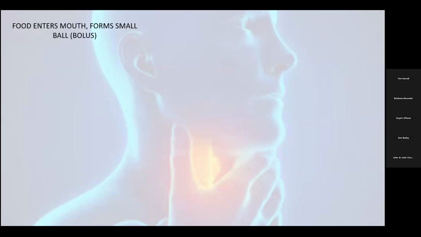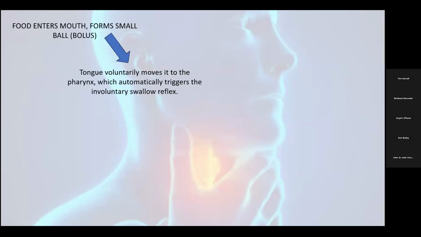We take a bite of food and it forms, the technical term is a bolus, right? So the tongue goes into the mouth, forms a bolus, you chew it up, you make a small ball of food. Tongue voluntarily moves to the pharynx. So remember, the pharynx was the pathway of both the respiratory and the digestive system. And it triggers an automatic reflex to swallow.